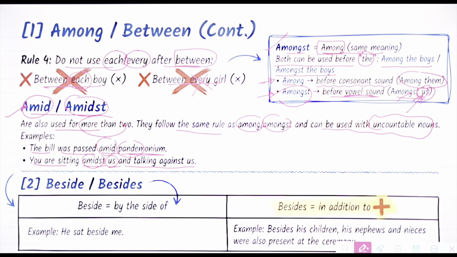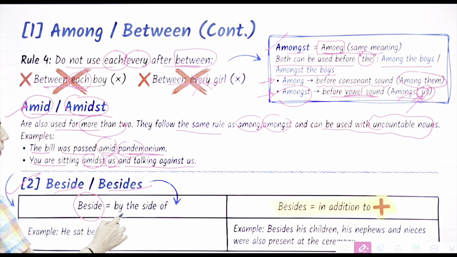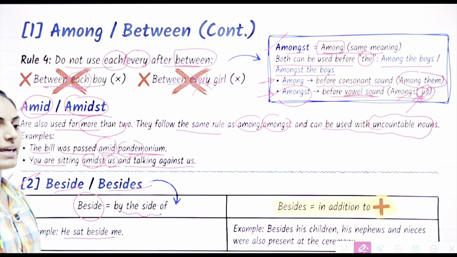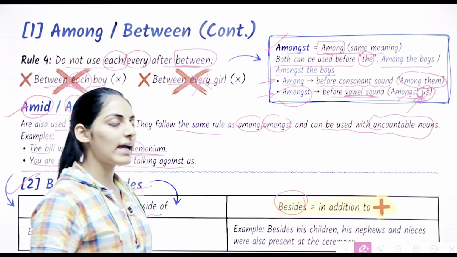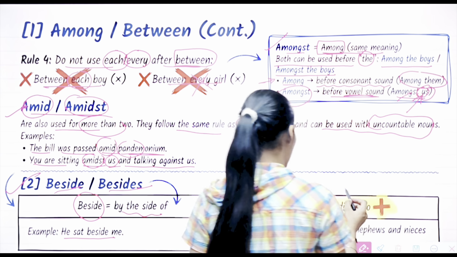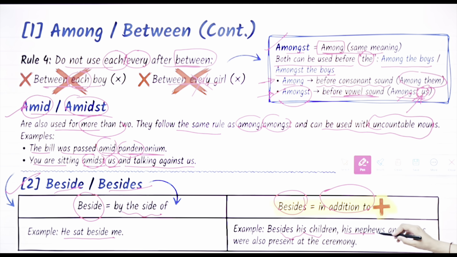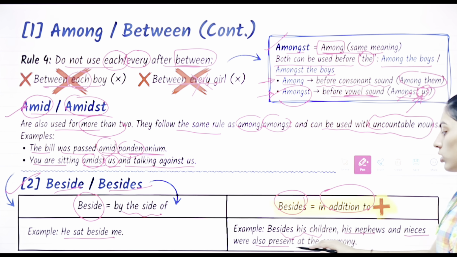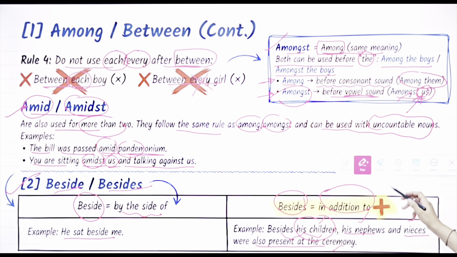All right, then the second confusing pair we have is beside and besides. Beside means by the side of. For example, he sat beside me, it means he sat by the side of me. And besides means in addition to. For example, besides his children, his nephews and nieces were also present at the ceremony. So in addition to children we have nephews and nieces.